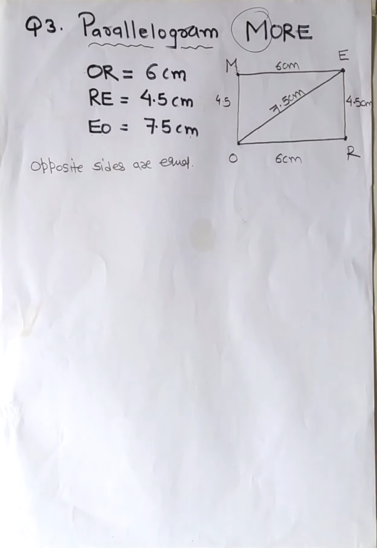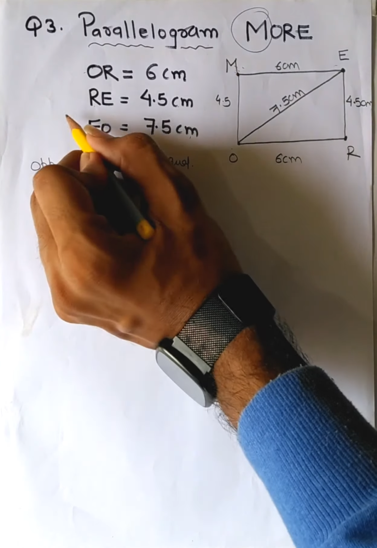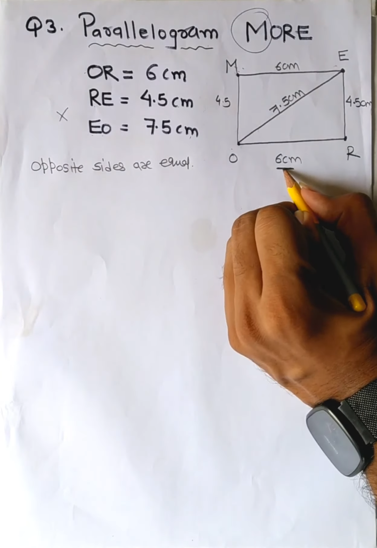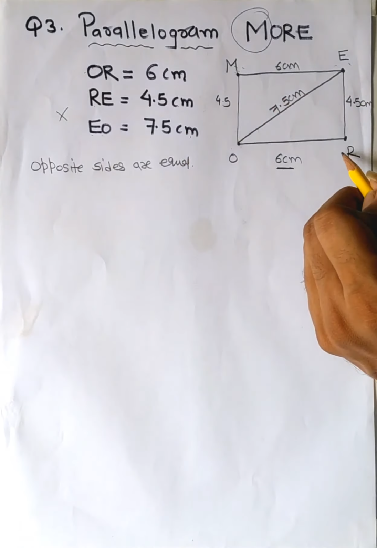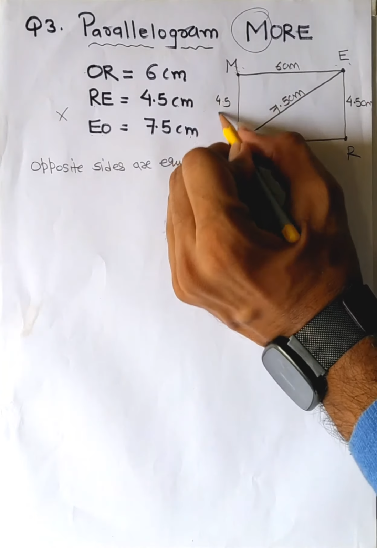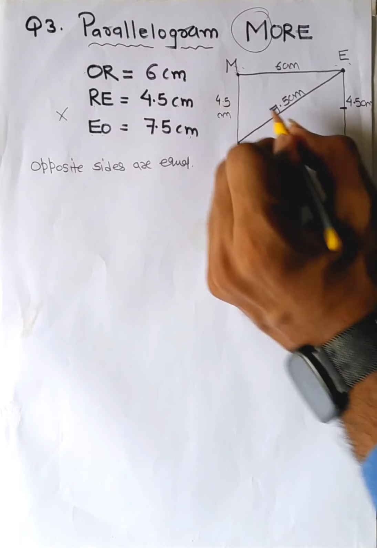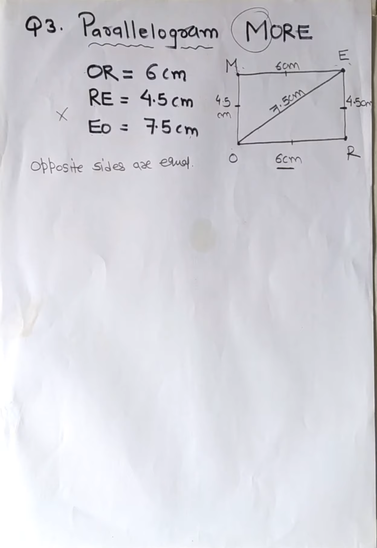How did I come to know? Because the sides ME and MO were not given, but we know that the side opposite to 6 centimeter OR will be ME, that is 6 centimeter, and the side opposite to ER will be MO, that must be 4.5. Then only it will have this property. Clear? Then only it will become a parallelogram, right? So now let us start with OR.